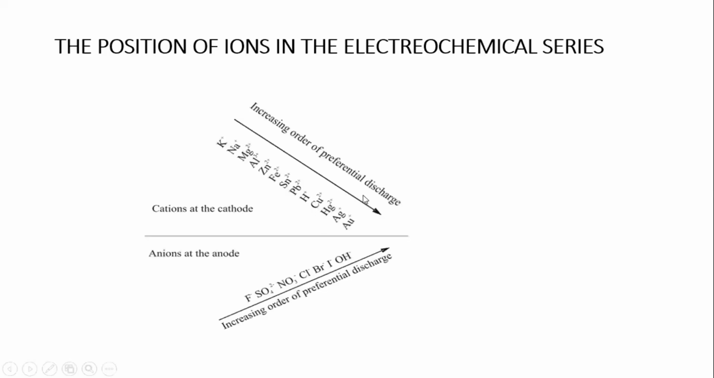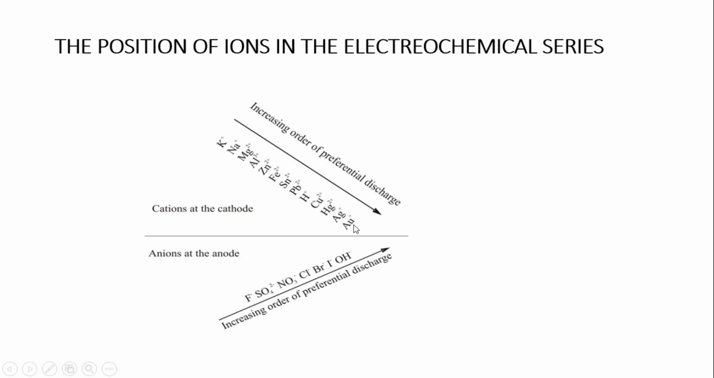Now, the factor number one, the position of ions in the electrochemical series. You can see here is potassium, sodium, magnesium, aluminum. Of course, we can still have calcium before the magnesium. Aluminum, zinc, iron, and so on and so forth. Here is the series. Now, this is the increasing order of preferential discharge.